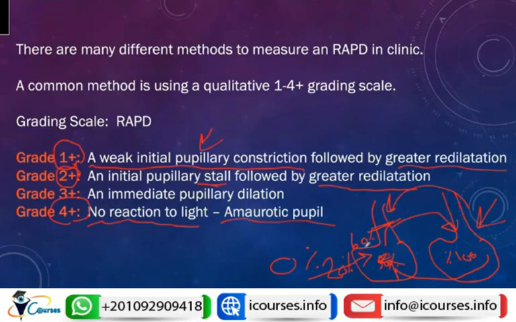But when you do the swinging flashlight from the left to the right and return it back to the right eye, here you can find the dilatation.